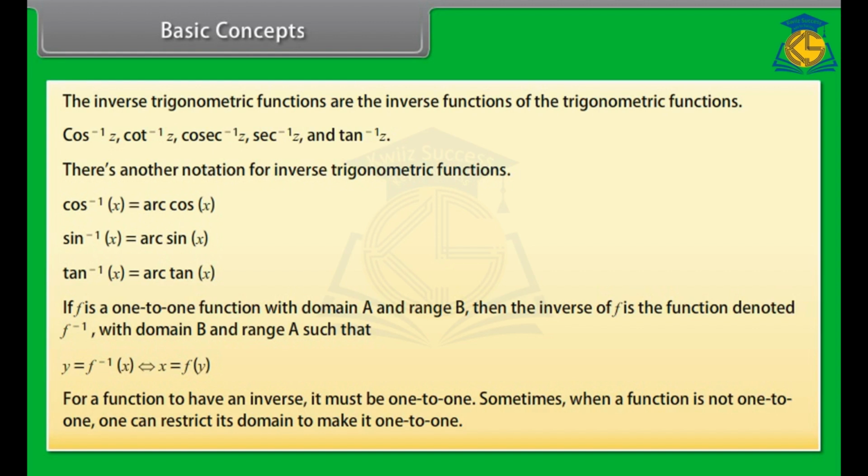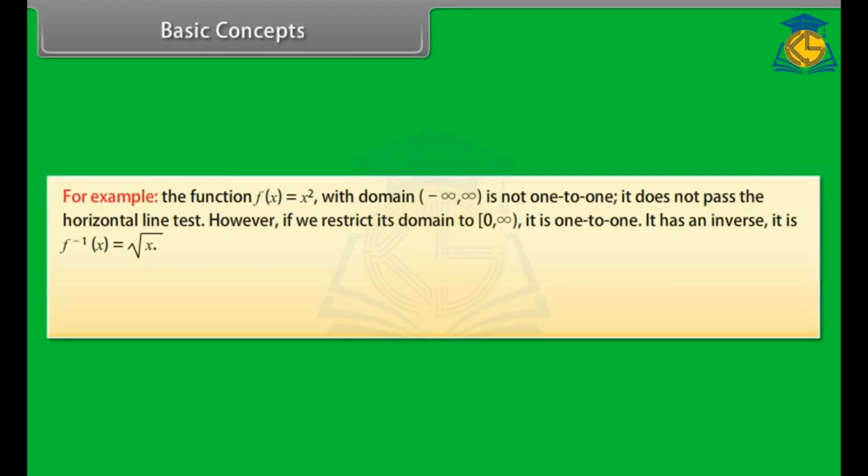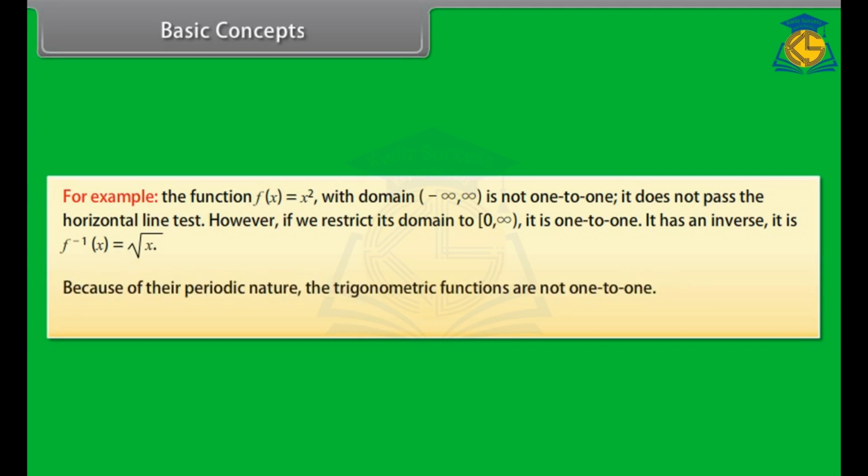Sometimes, when a function is not one-to-one, one can restrict its domain to make it one-to-one. For example, the function f of x is equal to x square with domain minus infinity to infinity is not one-to-one. It does not pass the horizontal line test. However, if we restrict its domain to 0 to infinity, it is one-to-one. It has an inverse, f inverse of x equal to square root of x. Because of their periodic nature, the trigonometric functions are not one-to-one.